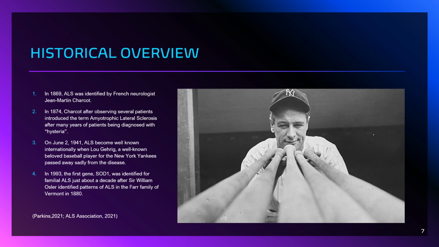On June 2nd, 1941, ALS became well known internationally when Lou Gehrig, a well known beloved baseball player from the New York Yankees, passed away sadly from the disease. Lou Gehrig played for the New York Yankees for 17 years, where he would become known as the Iron Horse due to several injuries he incurred over the span of his career, but still went on to play the record number of 2,130 consecutive games.